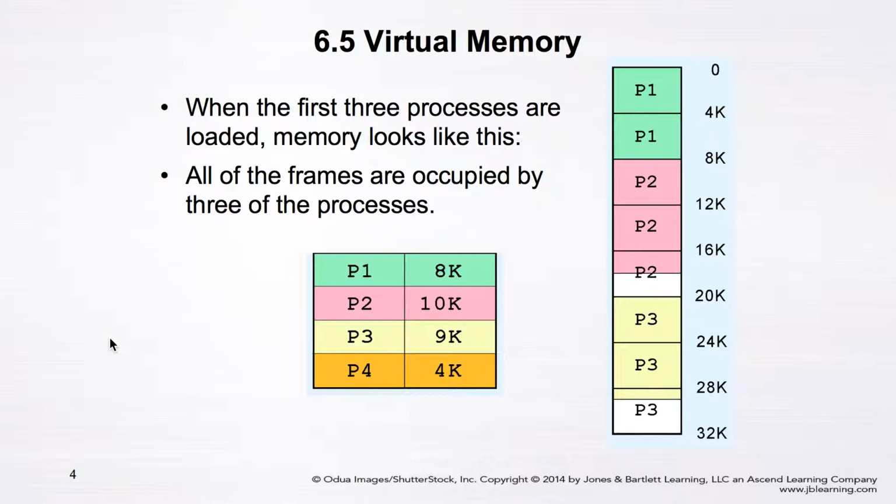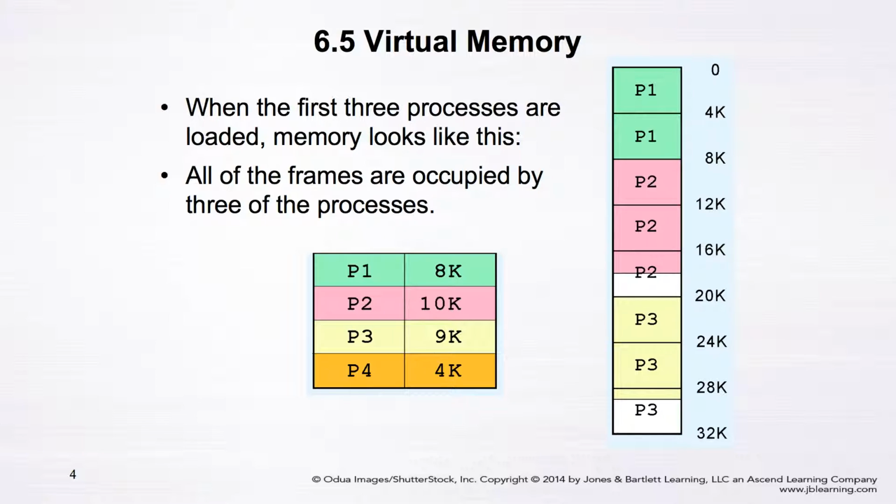When the first 3 processes are loaded into the memory, it's going to look like this. P1 is going to contain the first 8 kilobytes right here. P2 is going to take the next 10 kilobytes, so we have one frame here, one frame here, and another half frame here. That's for P2. P3 is going to take another 9 kilobytes, from the frame address of 20 kilobytes all the way to 29 right here. So you can see that 3 kilobytes here and 1 kilobyte here are going to be remaining for P4.